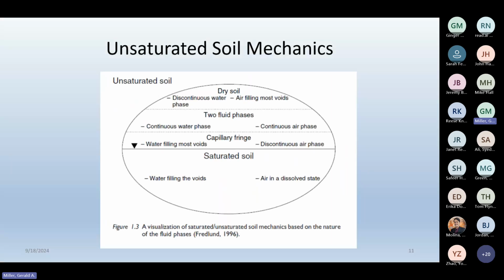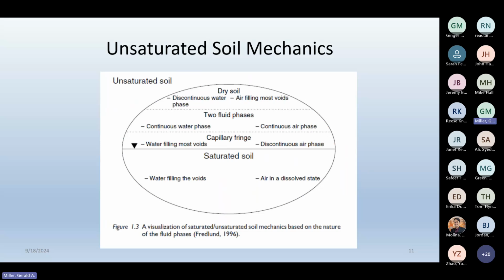By the way, these figures are from Dr. Fredlund and Dr. Rahardjo's book, Unsaturated Soil Mechanics. So this is another shot of that unsaturated soil profile showing the nature of the various phases within the soil. And this alludes to your earlier question: below the water table, you have water filling the voids. Air is primarily in a dissolved state, so it's dissolved within the water phase.